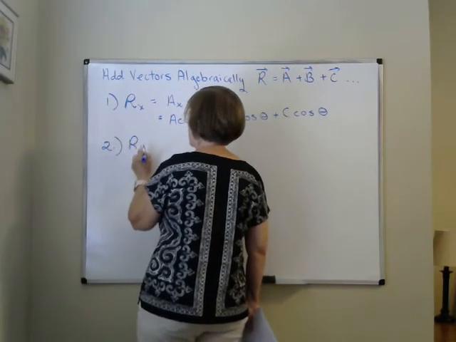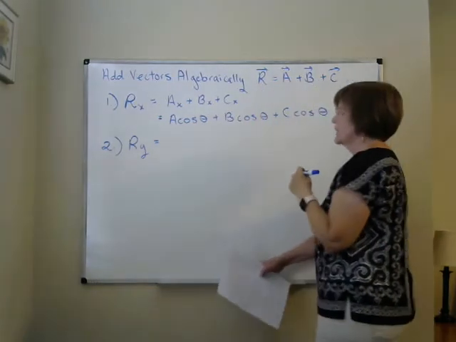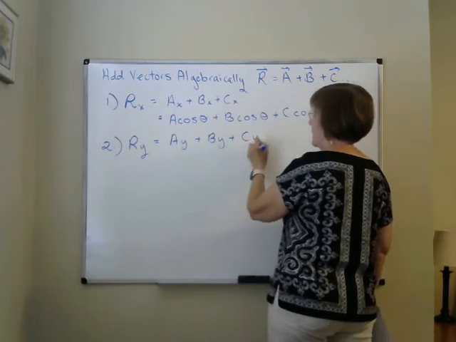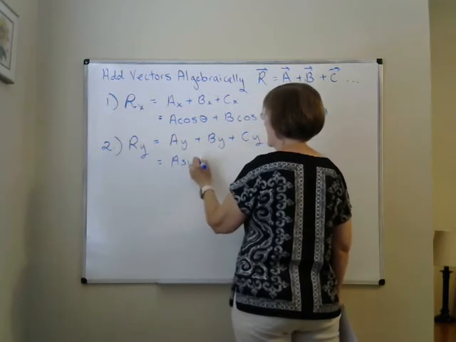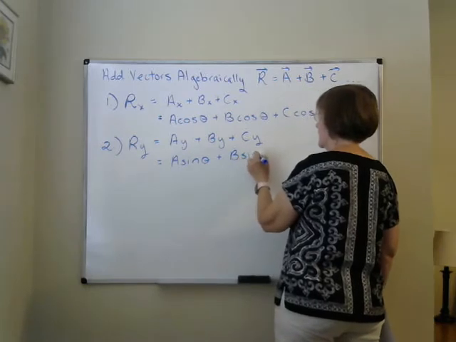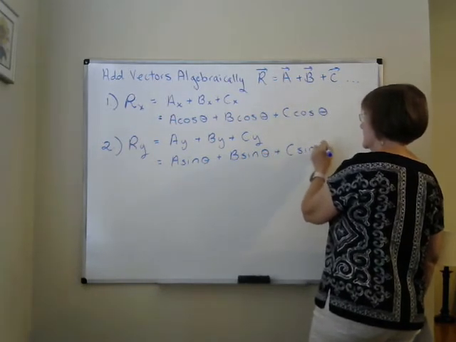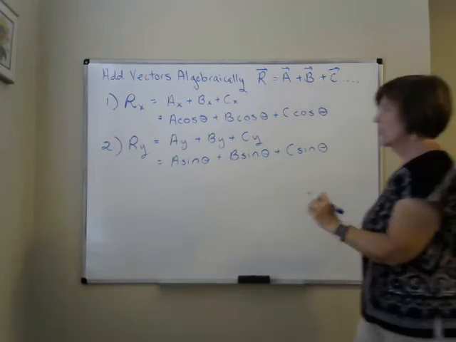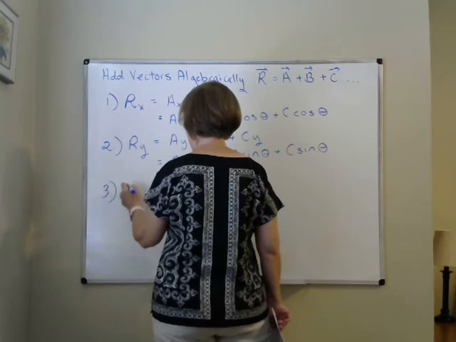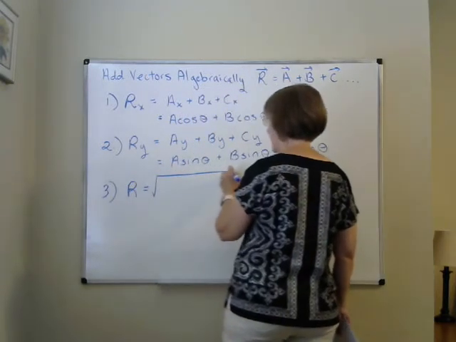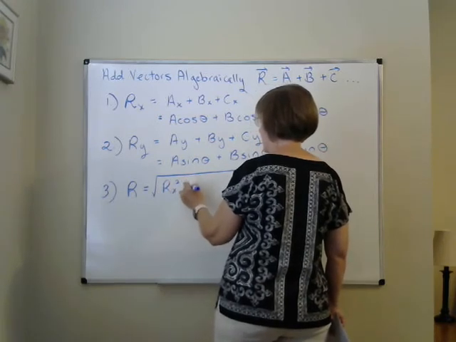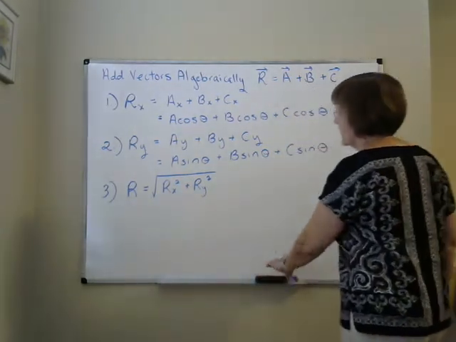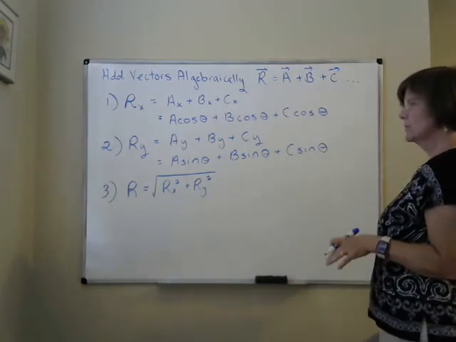To get the y component of the resultant, we simply add up the y component of each vector. Ay plus By plus Cy. That's going to equal A sine theta plus B sine theta plus C sine theta. So now we know the value of Rx and Ry. We need to get the magnitude of R. We're going to use the Pythagorean theorem. R is going to be equal to the square root of Rx squared plus Ry squared. That's what our Pythagorean theorem has always looked like. Rx squared plus Ry squared equals R squared, but we just need R.